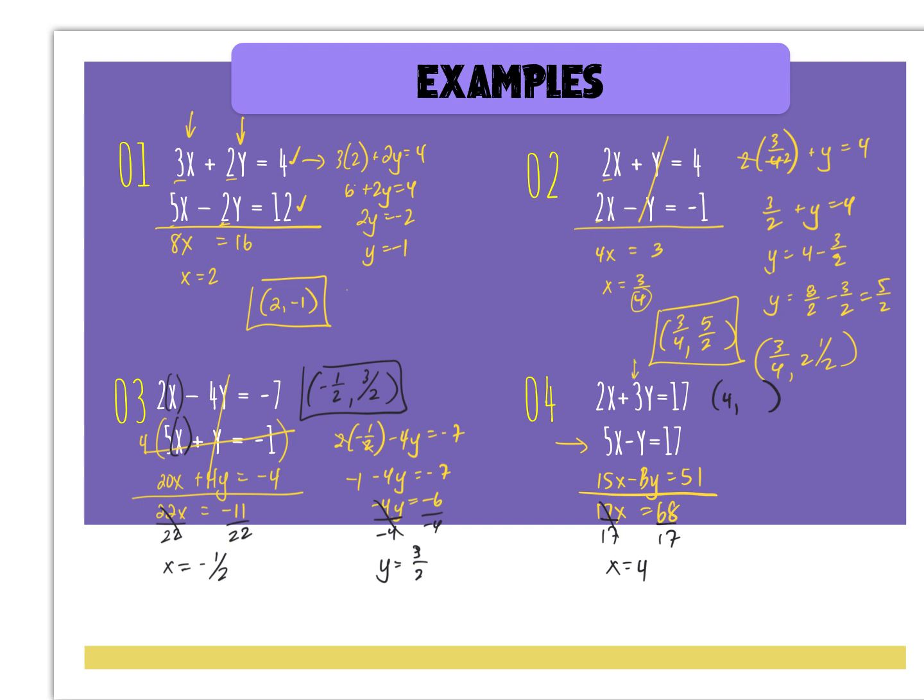I think that's going to be a little bit too busy, so I'm going to use the bottom one. 5 times 4 minus y equals 17. 20 minus y is 17. Negative y equals negative 3, which means that y equals 3. So here's my two values, but again, I want them as an ordered pair.